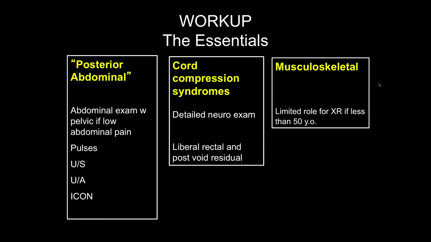Ultrasound to check for a AAA, easy to do. We do that very quickly. UA picks up a couple of those diagnoses. ICON is critical on any woman. So that's definitely a big chunk of the badness there.